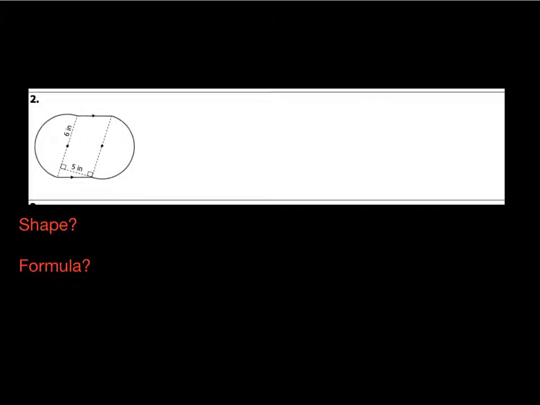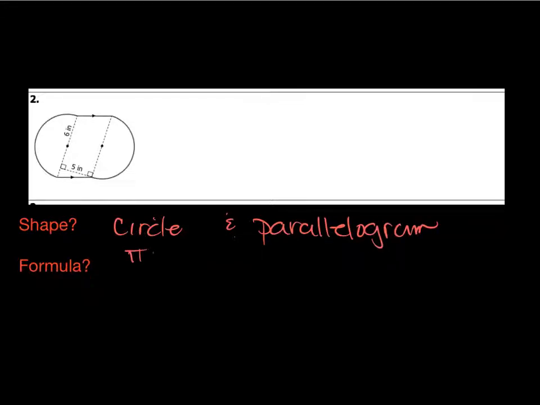squared. Alright, so this one looks weird, but if we were to remove the actual parallelogram out of the center and slide the two parts together, then we would have a circle and definitely a parallelogram. So the formula for a circle is going to be pi r squared, and the area for a parallelogram is going to be base times height.